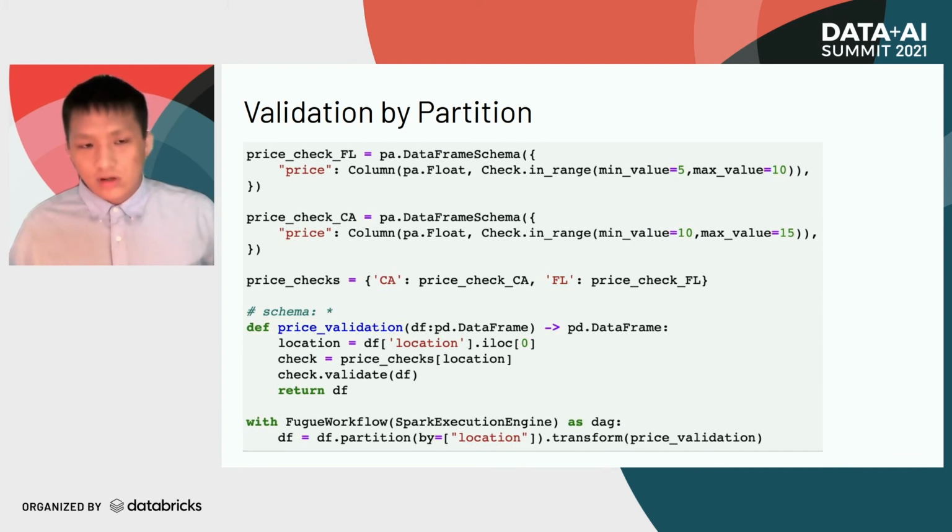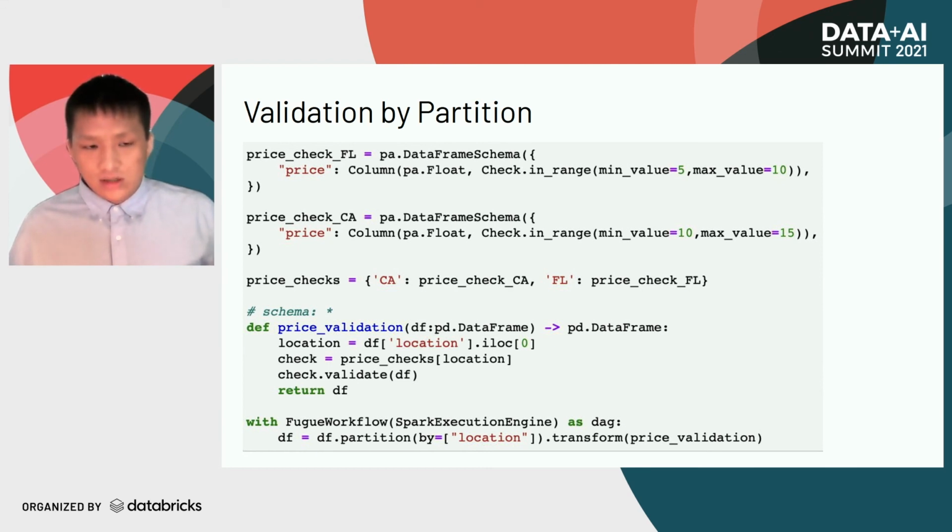Then we modify our price validation function from earlier. This time, we have to pull in the location that we're applying this to. And then from our dictionary, we pass in the location to get the appropriate data frame schema. After we get the data frame schema, it's just a matter of running the validate method on the data frame to execute that check.